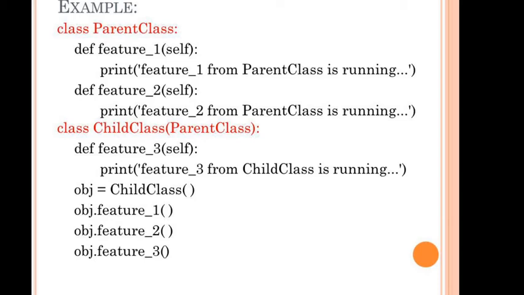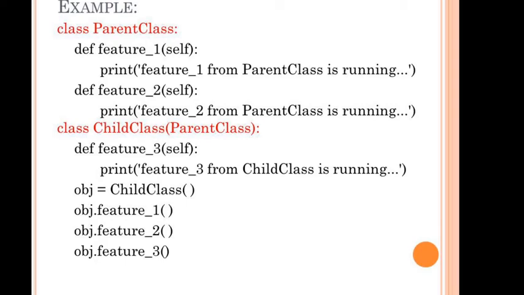Then in the same parent class we declare another method with the help of the def keyword. The name of this function is feature2, and in this function we also write one print statement: feature2 from parent class is running. Then we create the child class.